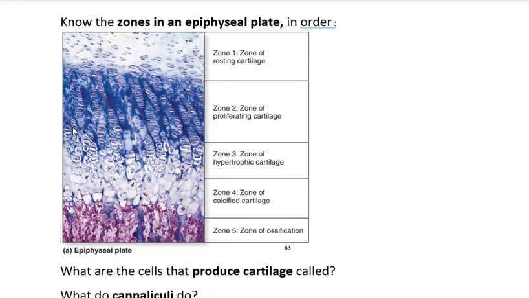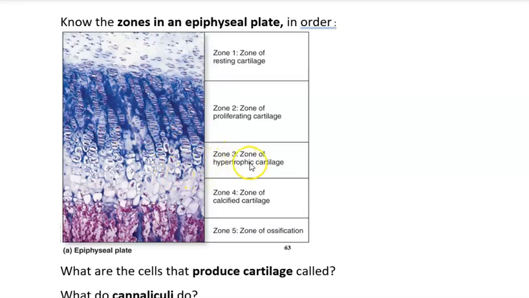You need to know the zones in an epiphyseal plate, and you need to know them in order. So the first zone is going to be the zone of resting cartilage, and remember this resembles mature hyaline cartilage. The second zone is going to be the zone of proliferating cartilage. This is where those chondrocytes divide rapidly and create these stacked columns of chondrocytes, and this is exactly how the bone grows, okay? This expanding area of cartilage, which is then going to go on to hypertrophy.